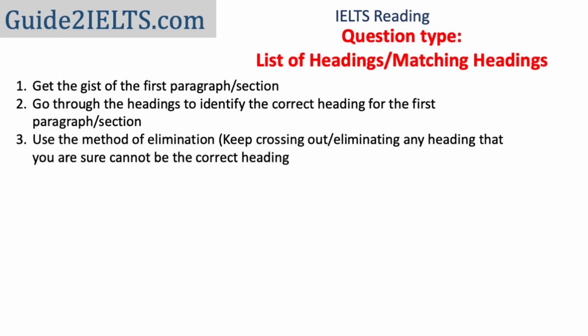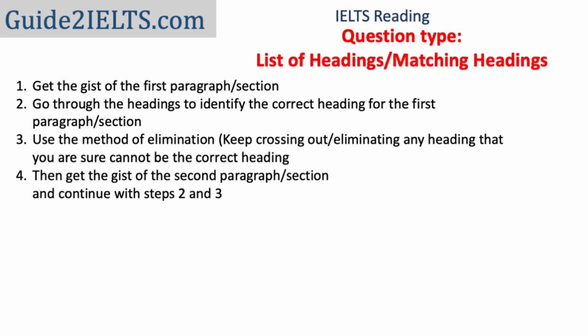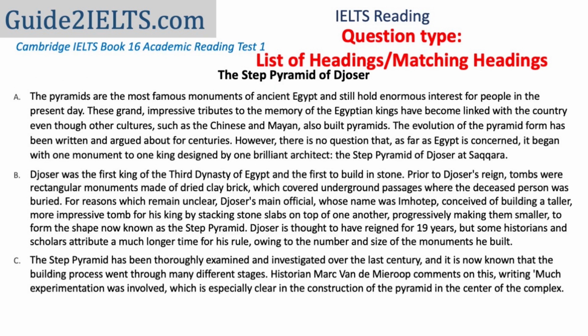It is exactly what we do in multiple choice questions as well. Once you get the gist of a paragraph, as you're trying to identify the correct heading for that paragraph, keep crossing out any headings that you're sure cannot be the heading of that paragraph. So you narrow down your options, the chances of making a mistake reduce, and you save time as well. Let's look at a couple of examples now.